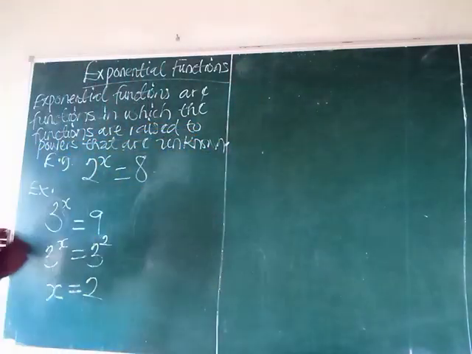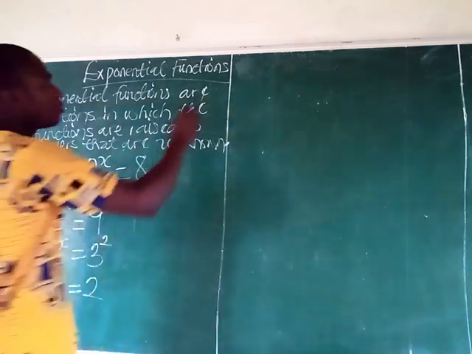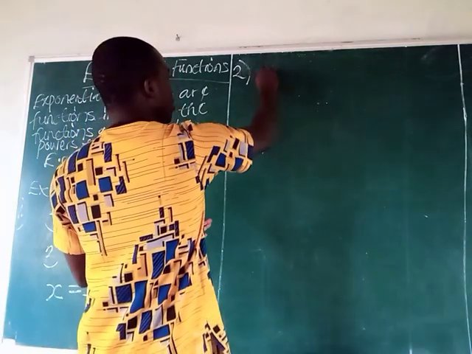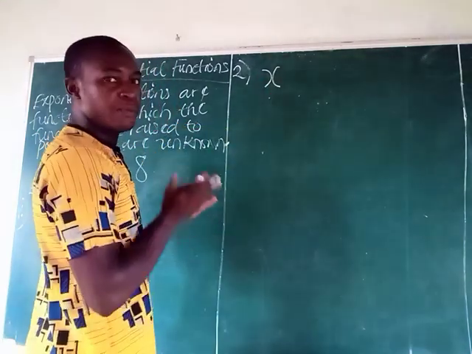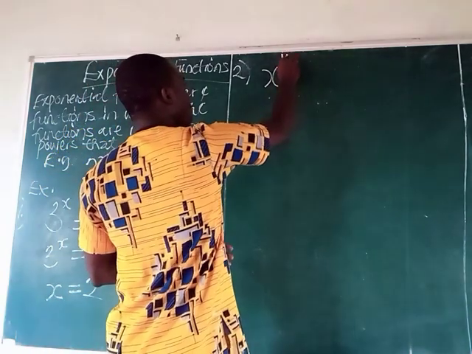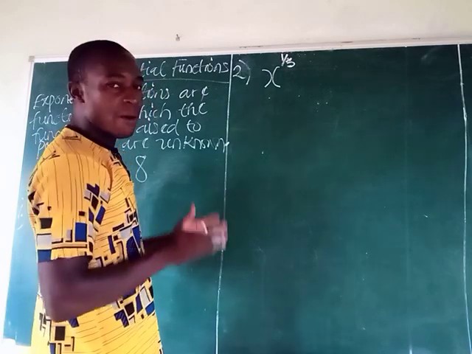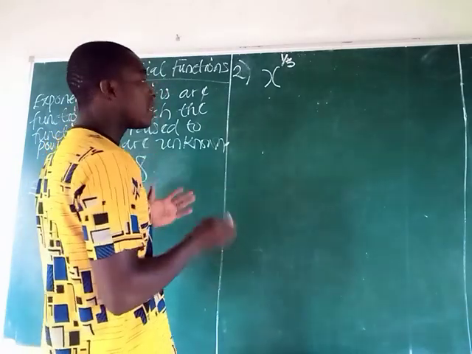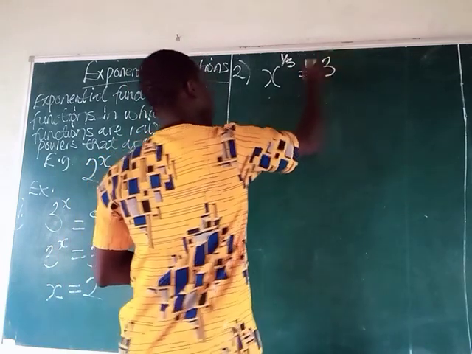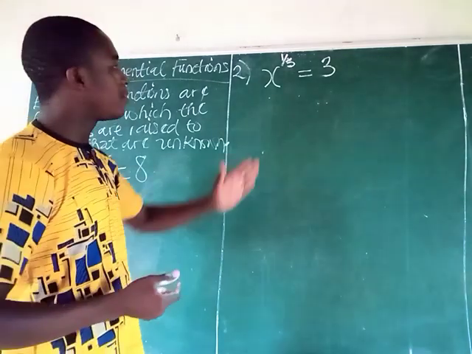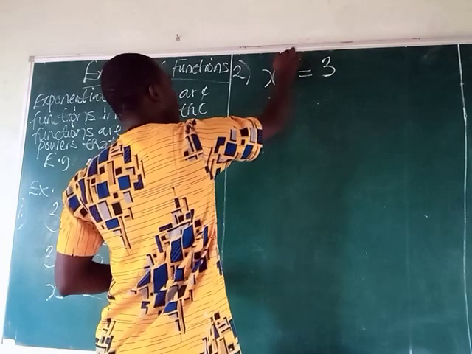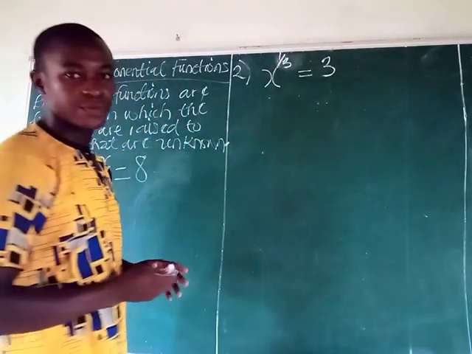This is example 1. Now let's look at example 2. In this case, you have the unknown value as the base, and then you have a number as the power or index. We have x raised to the power of 1 over 3 is equal to 3.